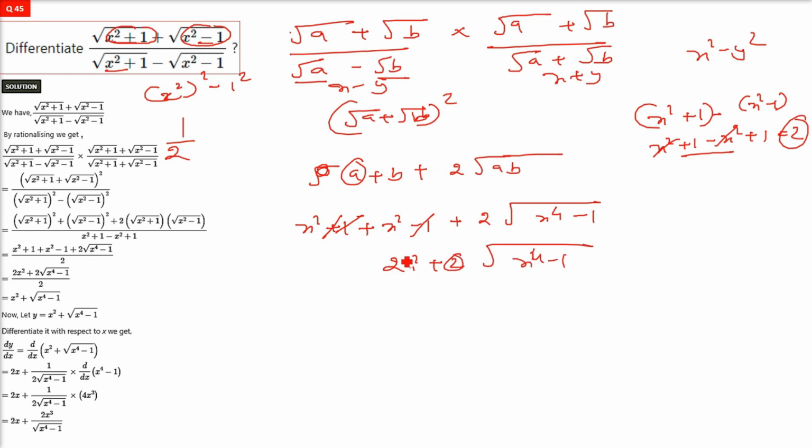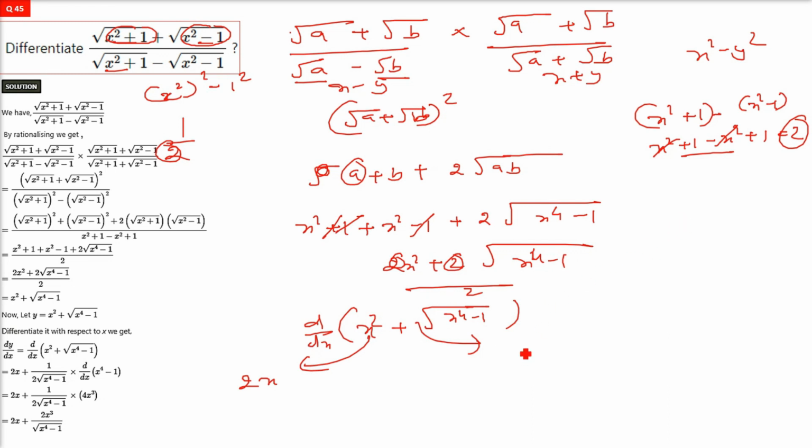So this 2 you can just take out and cancel with the denominator, as we already told you in the beginning. So only x square plus under root x to the power 4 minus 1 will remain. Ultimately we have solved this, and now we have to differentiate it. d by dx of x square is 2x, d by dx of anything with a root is 1 by twice of under root of that term, which is x to the power 4 minus 1. Now differentiation of x to the power 4 minus 1 will be 4x cube. So let me write 4x cube here.